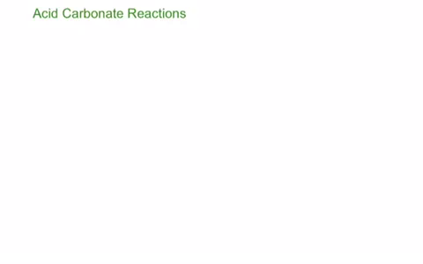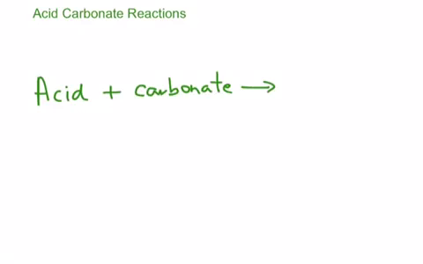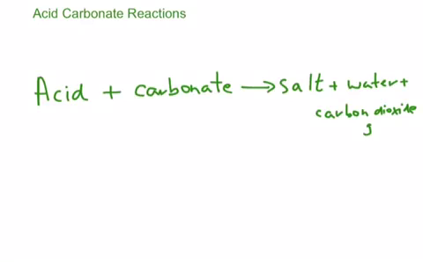So, in an acid carbonate reaction, we have an acid that's combined with a carbonate, and we'll have a look at that in just a moment. And the general equation predicts that what will be produced is a salt plus water plus a gas called carbon dioxide. So let's look at some examples of this to make sense of it.